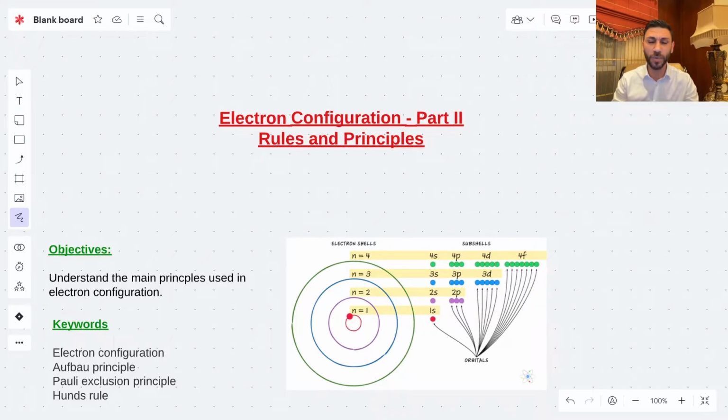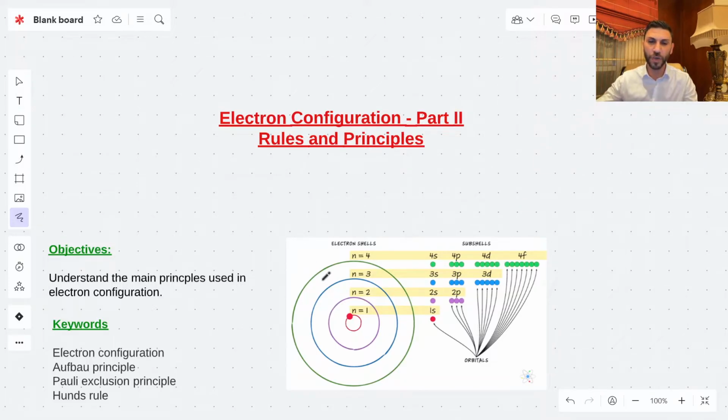We're studying the electron configuration. Today we're going to focus on the rules and the principles. Our objective for today is to understand the main principles used in electron configuration. We have the keywords: electron configuration, Aufbau principle, Pauli exclusion principle, and Hund's rule.